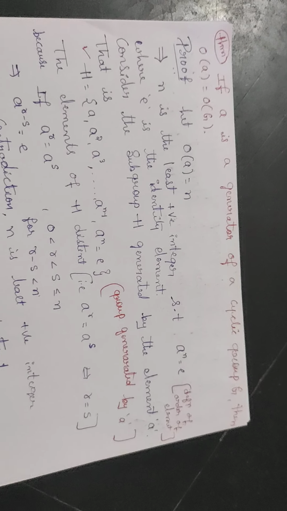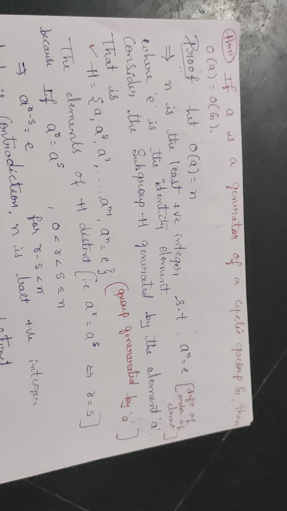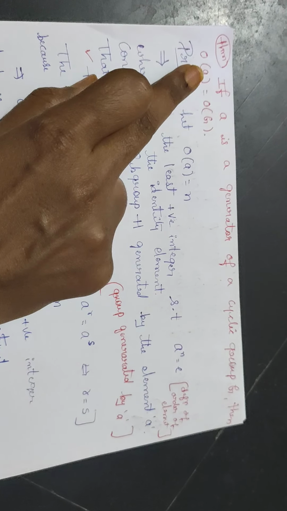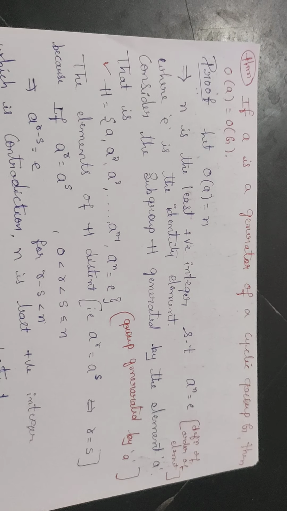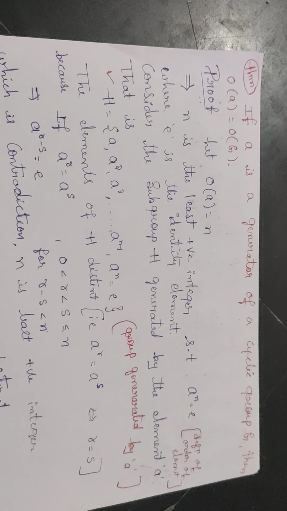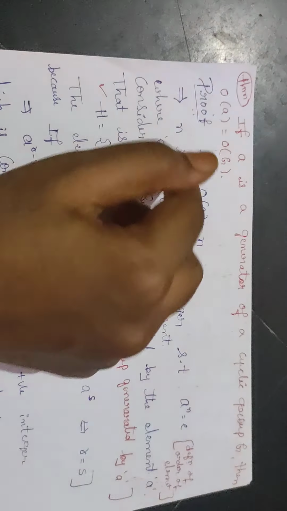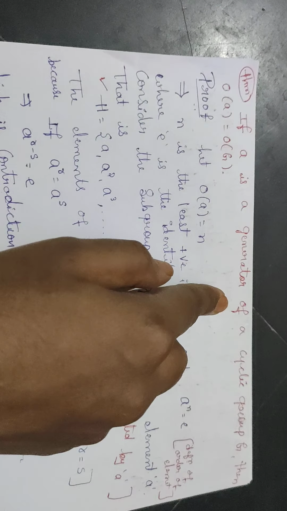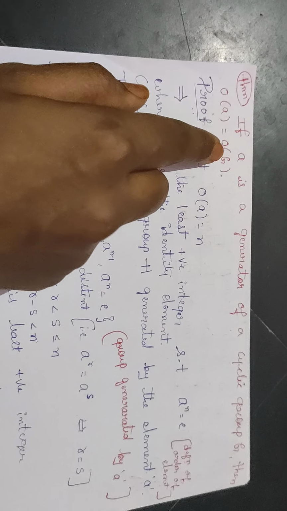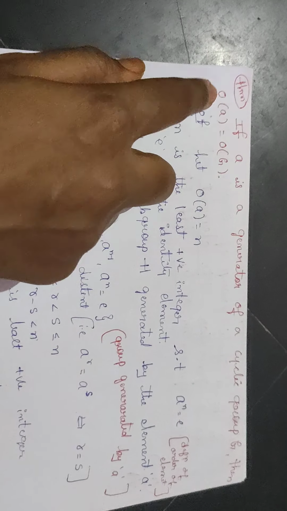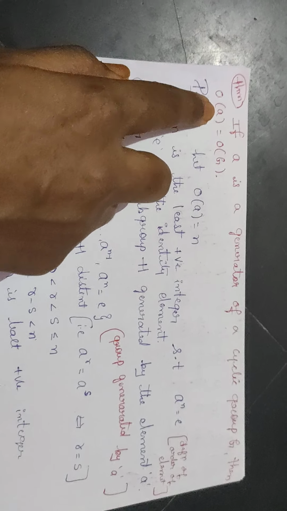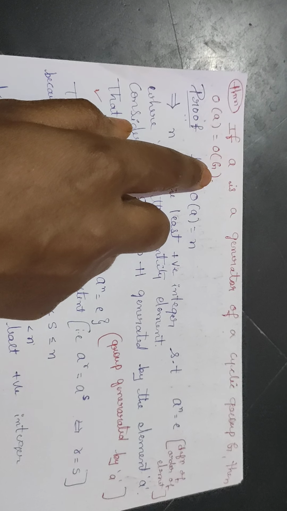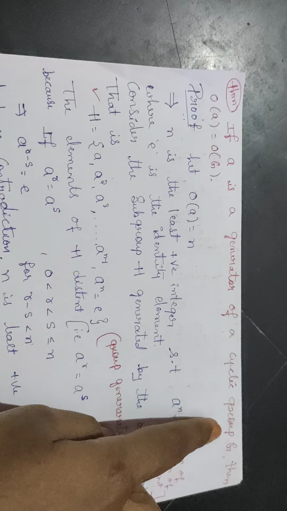Now let us prove a theorem. It says that order of a is equal to order of G. We know that order means the number of elements present in a group. Here, if a is a generator of a cyclic group G, then order of a is equal to order of G. This is what we have to prove. Here order of a means order of an element a, and order of G means order of the given group. Here G is a cyclic group.